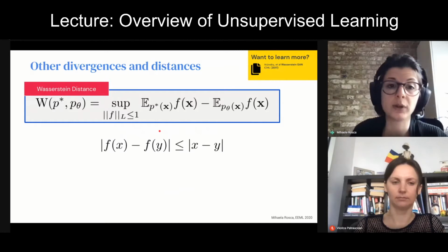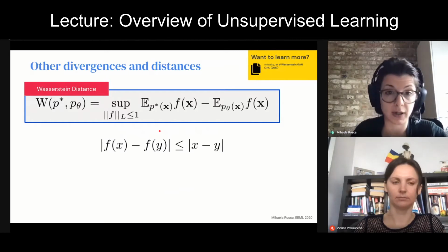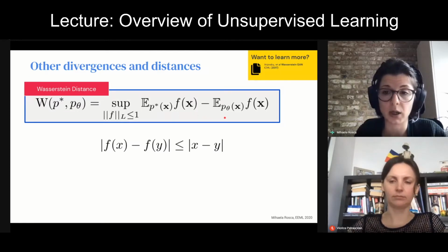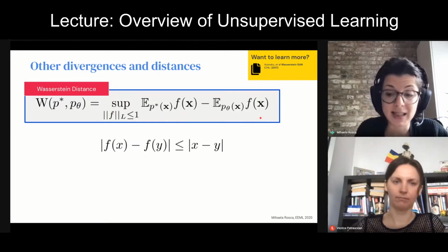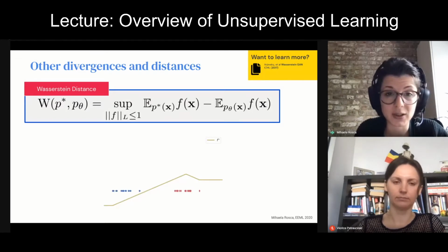So we optimize over this class of functions to do what exactly? Well, we've seen how we can use classifiers to separate, in some sense, the data and the model. Now we're going to look at differences of expectations. So what this is telling us is that I want the difference between the expected value under the data distribution of F and the expected value under the model distribution of F to be as large as possible, subject to F being relatively smooth.